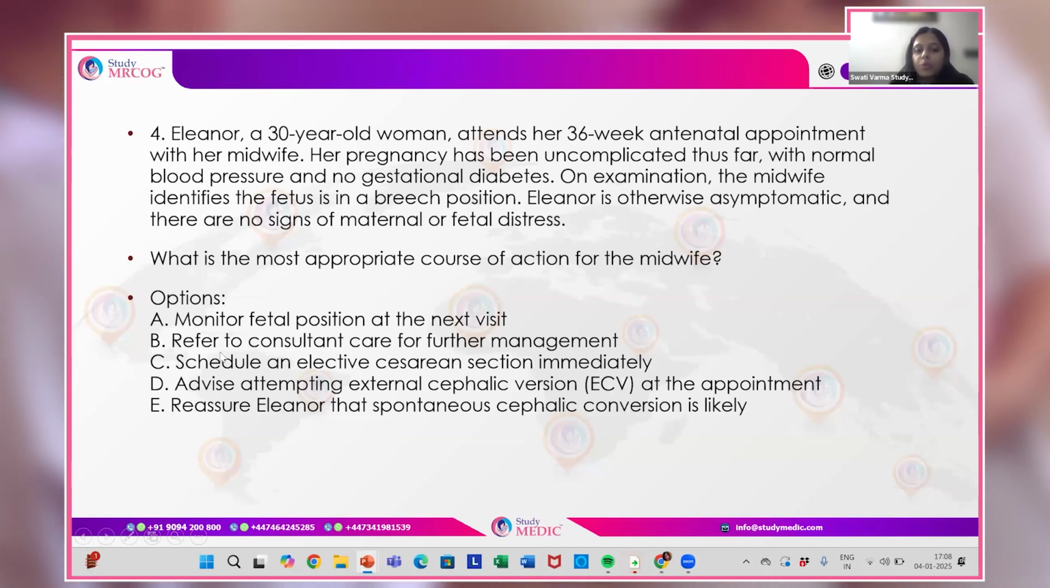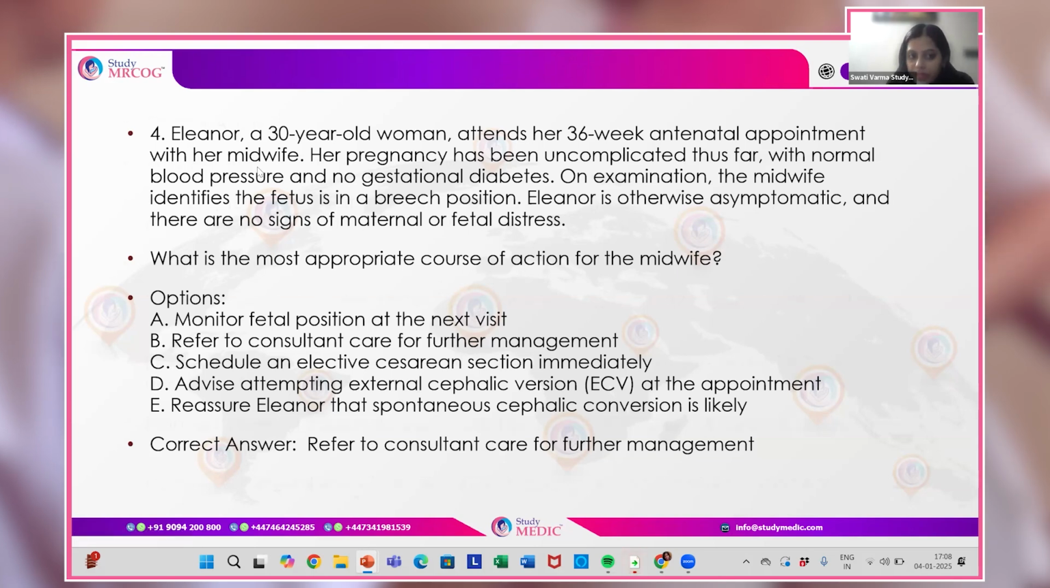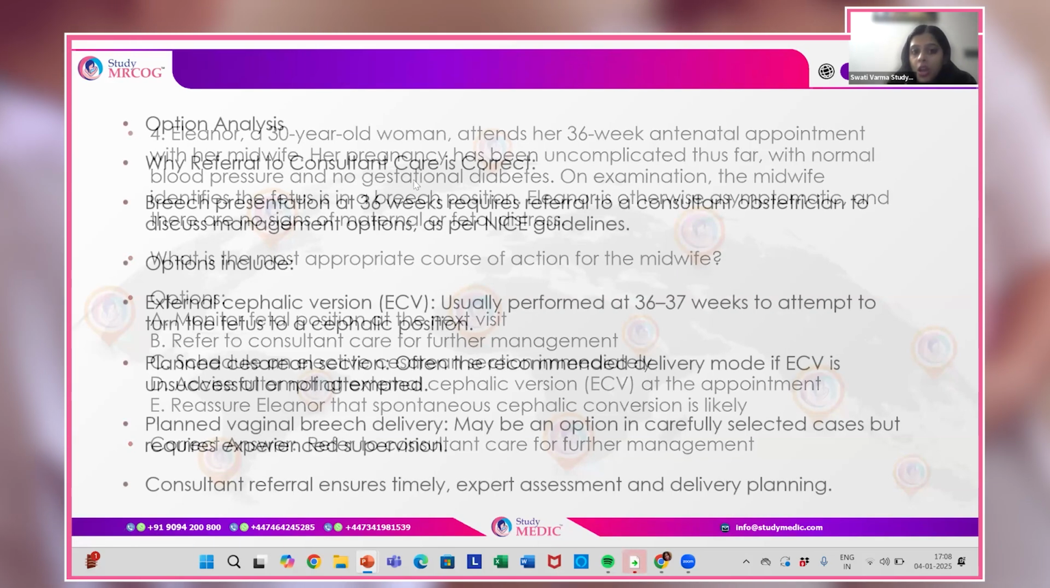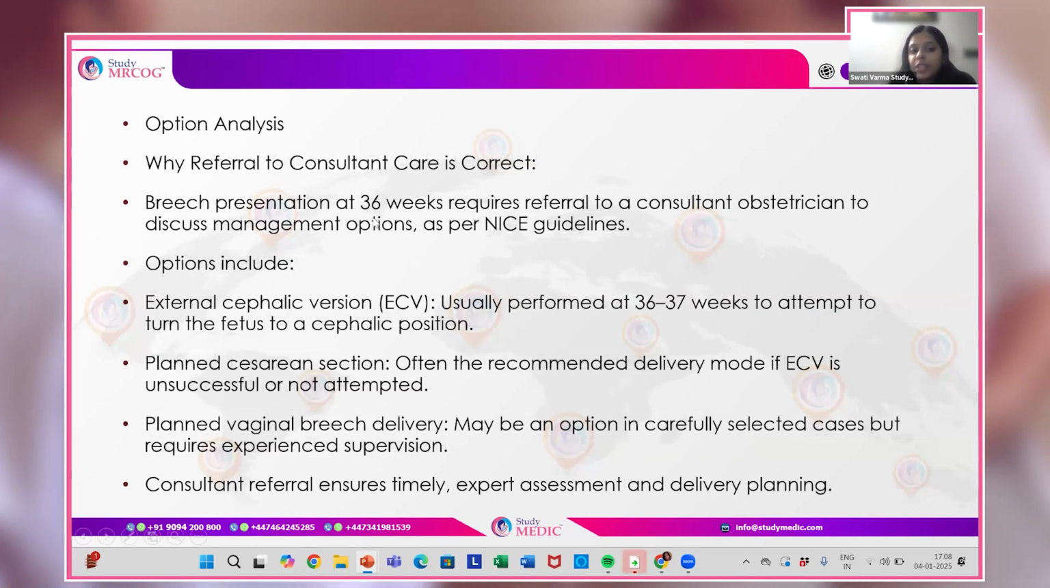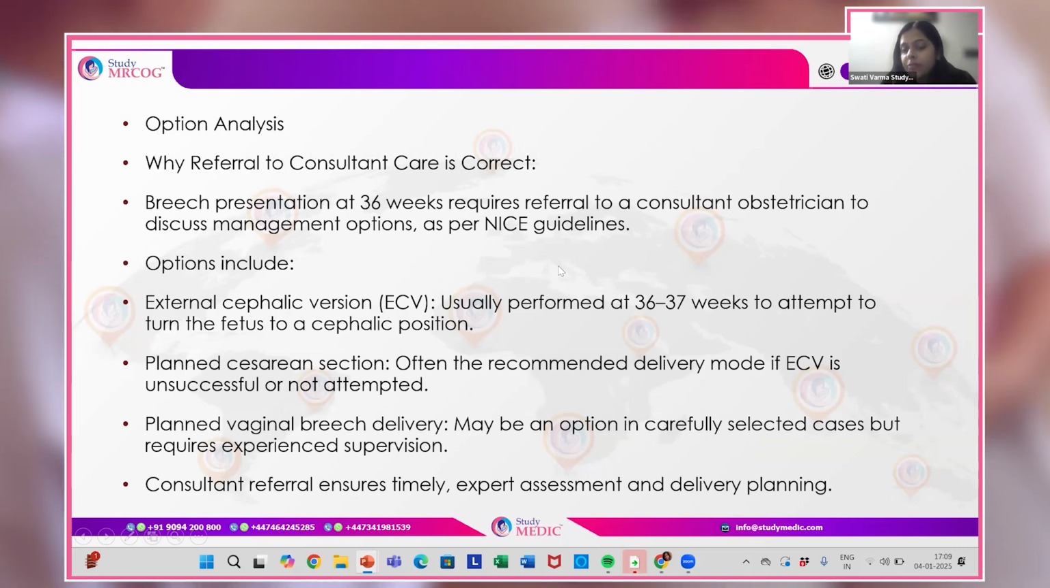So out of all these options, the best option seems to be B, that is refer to consultant care for further management, because the patient is with the midwife. Why is this correct? Because breech presentation at 36 weeks, the best would be to refer to a consultant obstetrician so that all the options of management of breech can be discussed with the lady.